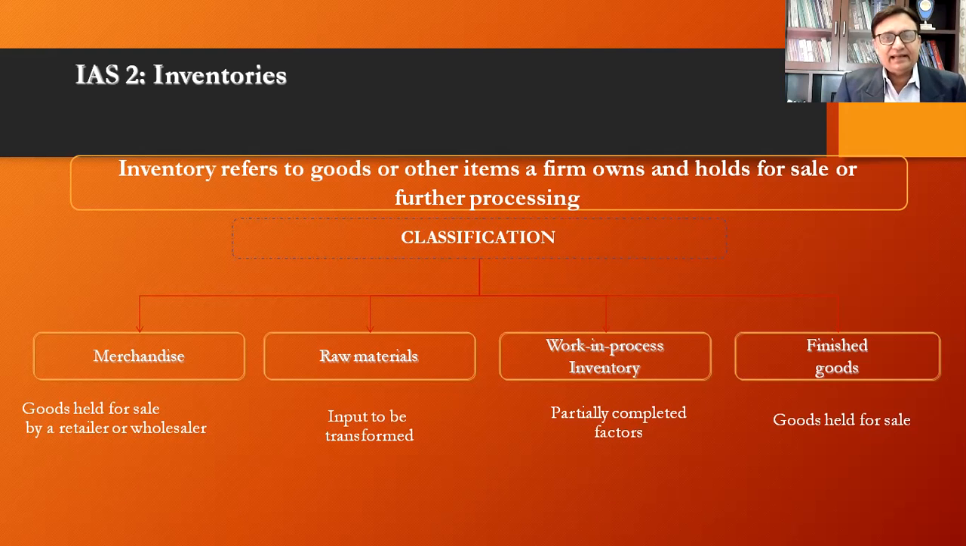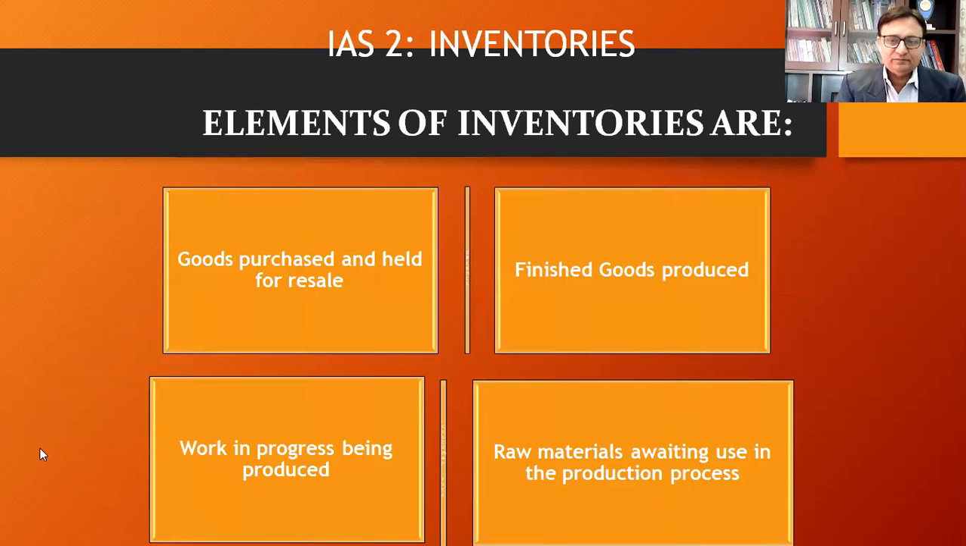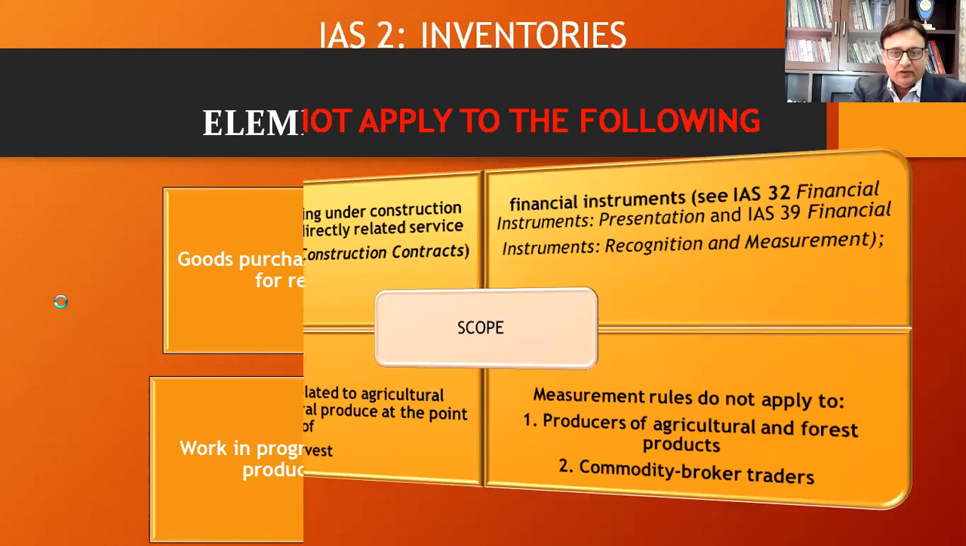So by elaborating the definition as given in the IAS 2, we can divide the inventory into four components, that is merchandise inventory, raw materials, third work in process, and fourth is finished goods. Now let's move to the elements of various inventories: number one, merchandise goods purchased and held for resale, finished goods you produce, work in process, and raw material awaiting use in the production process. So in this way, we can have different elements of the inventory.